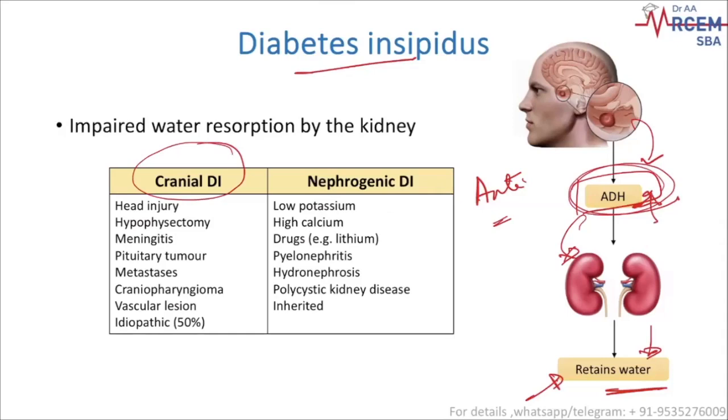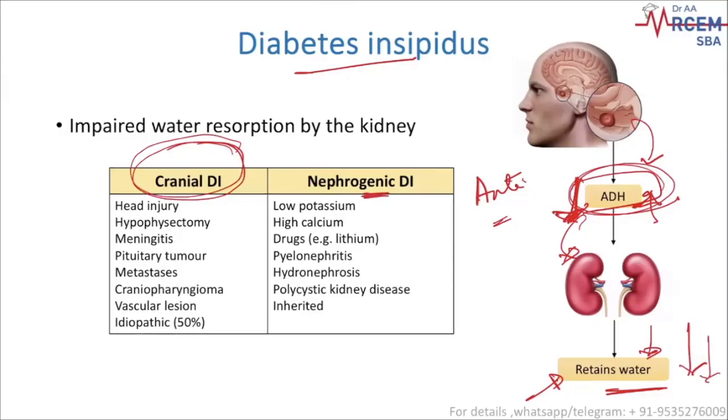Sorry, there is a decreased amount of secretion of antidiuretic hormone. Because there is a decreased secretion of antidiuretic hormone, this patient is urinating a lot. So there is something wrong in the brain. That's why it is known as cranial diabetes insipidus.